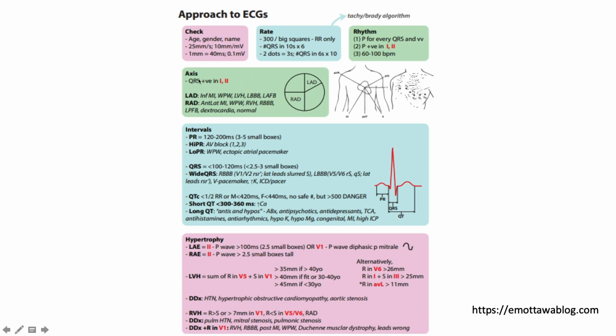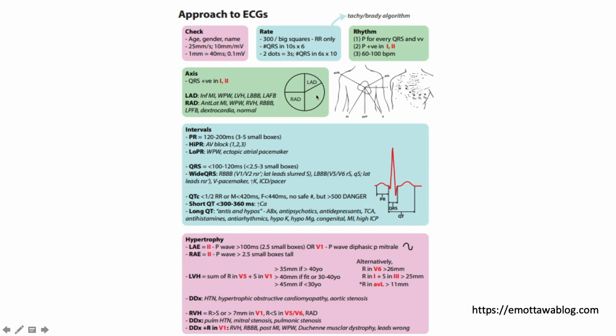So then we look at axis. All right. So for axis, you're going to look at leads 1 and 2, or you can even look at 1 and 3 or 1 and AVF. Right? So if lead 1 is positive and lead 2 is positive, that's a normal axis. But if 1 is positive and 2 is negative, that's left axis deviation, and the causes of that are inferior myocardial infarct, Wolff-Parkinson-White, left ventricular hypertrophy, left bundle branch block, and left anterior fascicular block, right?